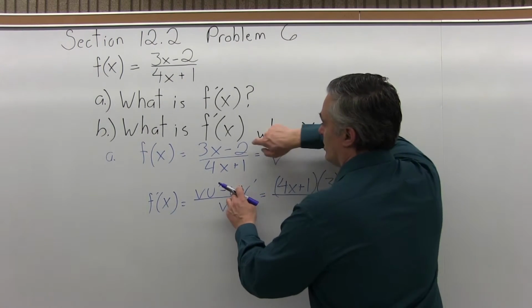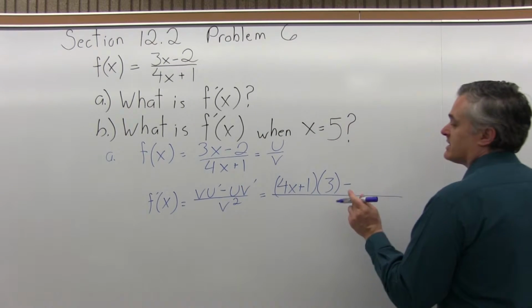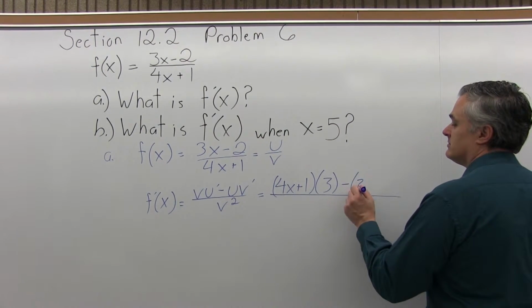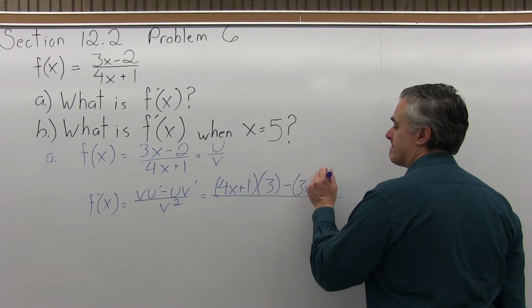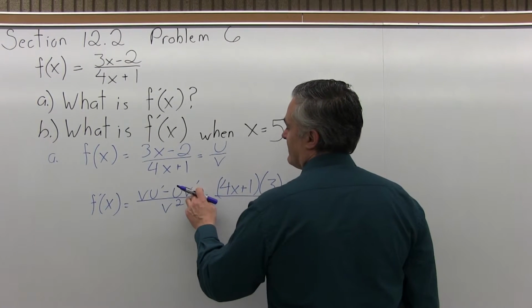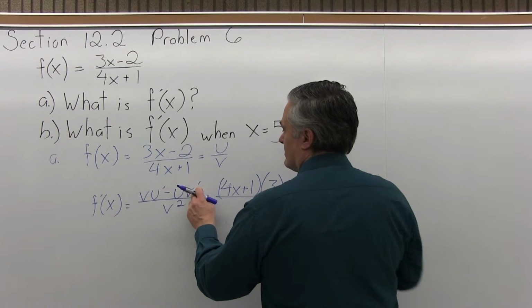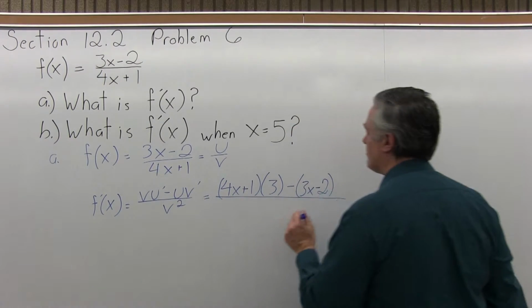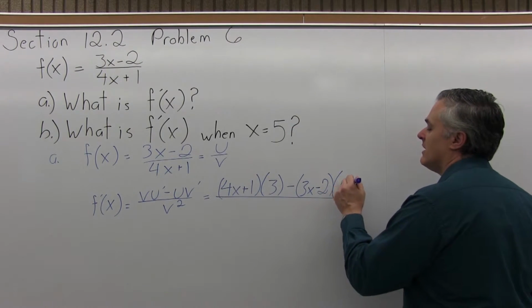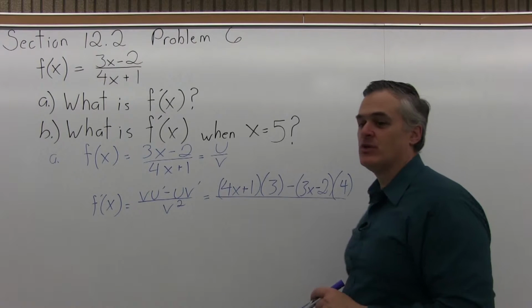Then I have u with no prime. U with no prime is 3x minus 2. And then times v prime. So again, v is the denominator, v prime is the derivative of the denominator, which is just 4.